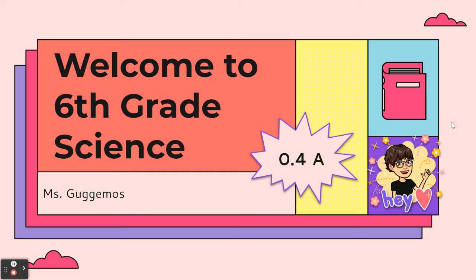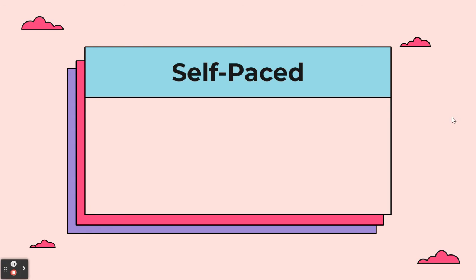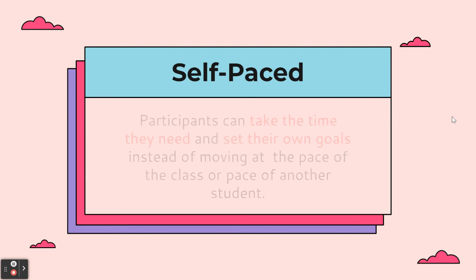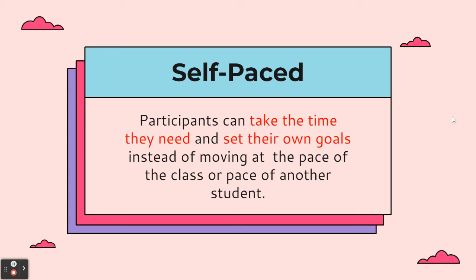All right. So remember, you have to write down what's in red and pause the video. Anytime you need to catch up, you can rewind the video. Okay. So 6th grade science will be a self-paced model. And what this means is that participants take the time that they need, whether more time or less time, and they set their own goals instead of moving at the pace of the class or the pace of another student.